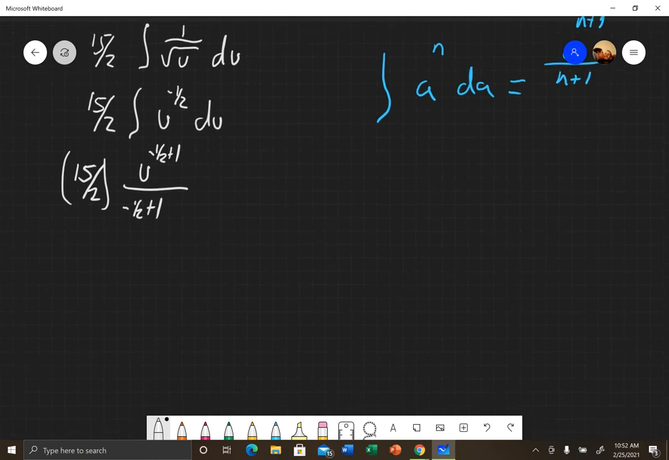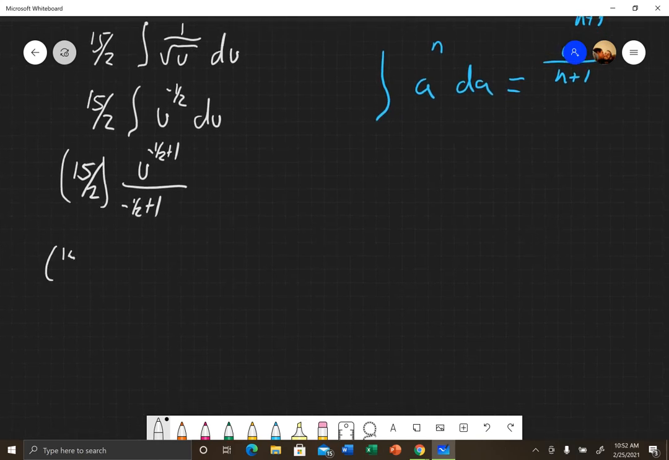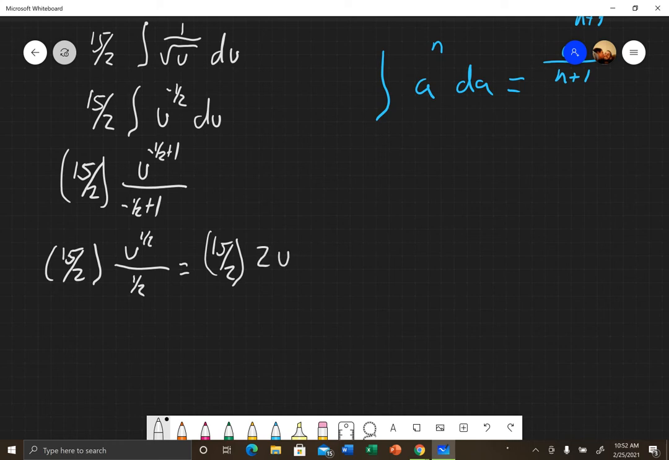Okay, so now we've integrated this function, and what we're left with is 15 over 2. U to the negative 1/2 plus 1, well, that's u to the 1/2. Right? And negative 1/2 plus 1, well, that's 1/2. Well, we've got a fraction under a fraction. Well, we can kind of flip it, reverse it, and pull it out in front. And so this is equal to 15 over 2 times 2 u to the 1/2. Well, we can still simplify this even further. 15 over 2 times 2, these two are going to cancel each other out. We're left with 15u to the 1/2.